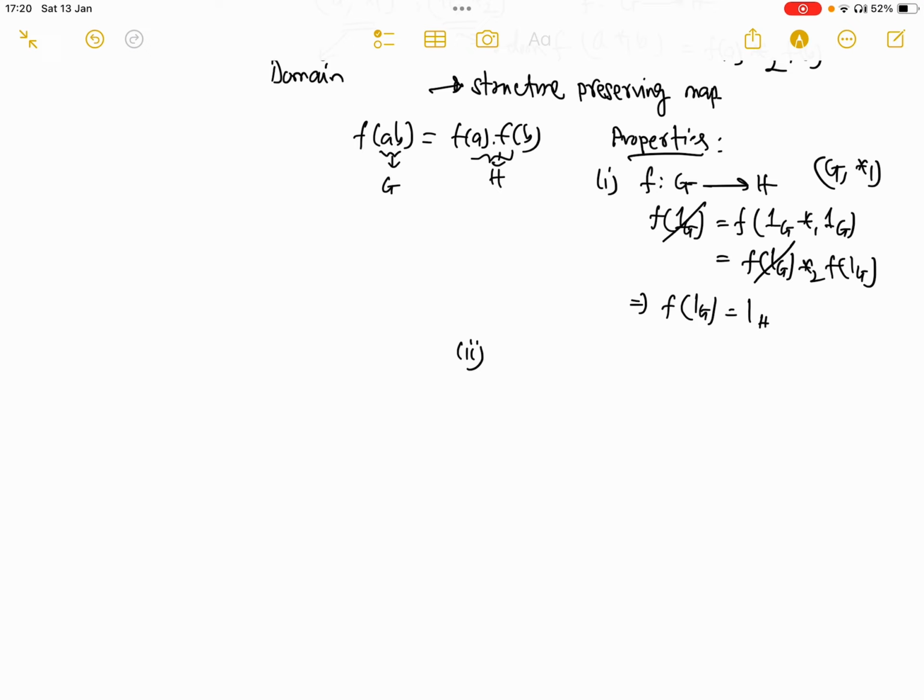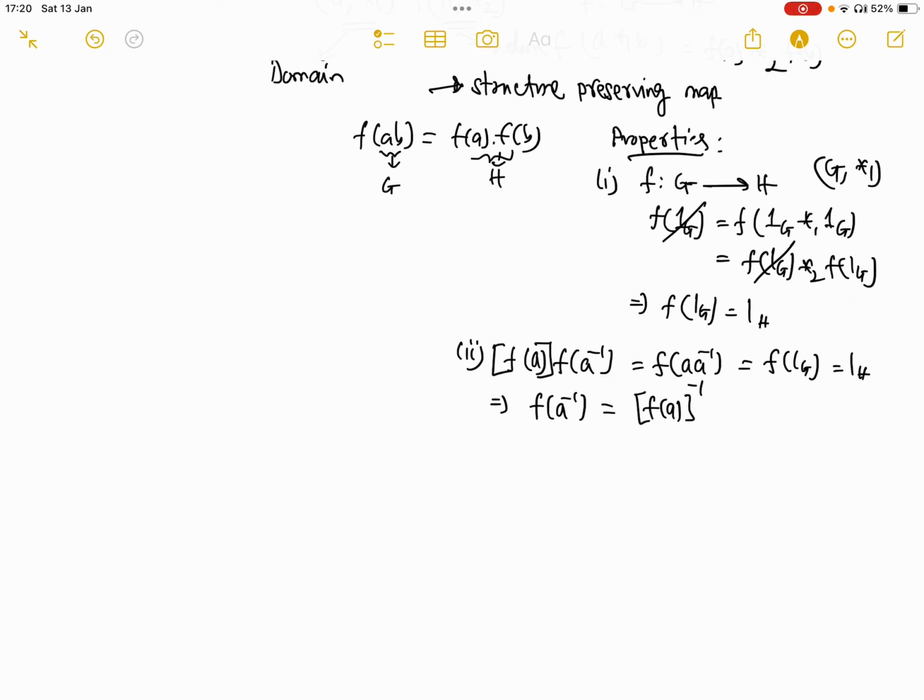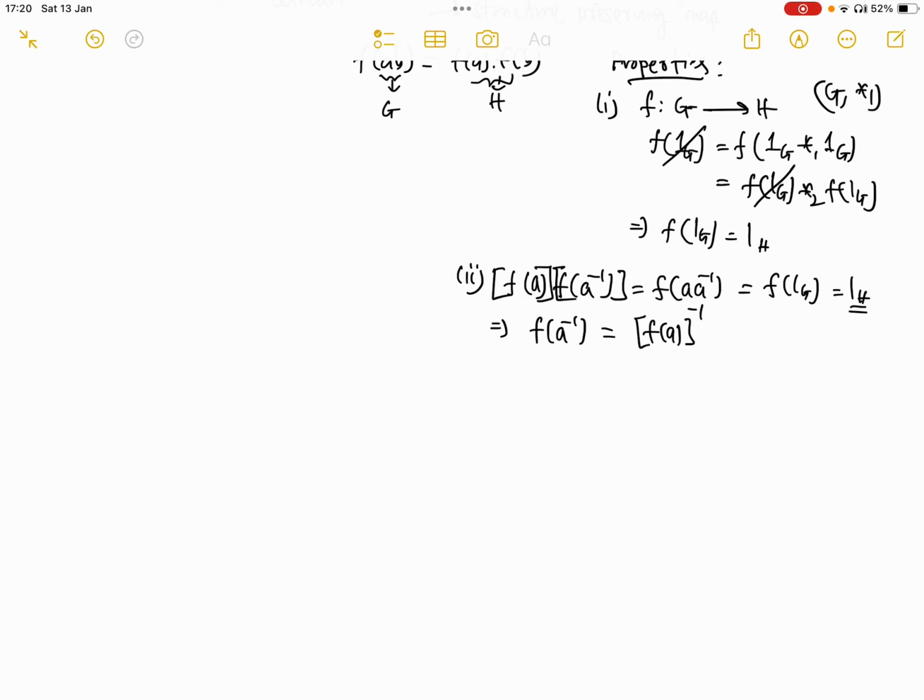Now let's see the second property. Again, it follows from there. If you have an element A and you have A inverse, it has to be like this, which is f of the identity of the group G, which is this. So it means f of A inverse is f(A) whole inverse, right? Because you have f(A), you have f(A inverse), and the product of them is the identity of the codomain. So that's the second important property.